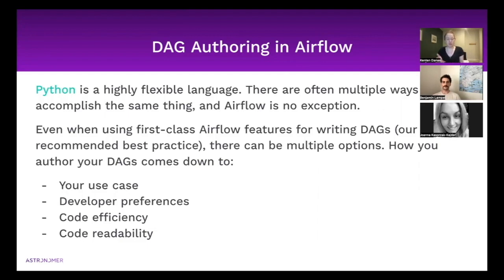So in general, things that people consider when authoring DAGs are your use case. So what are you trying to implement? What features are available for implementing your specific use case? A lot of it honestly is developer preference. So what style do you like to work in? People will also often think about things like code efficiency and code readability. All of those things kind of fall under, again, that DAG authoring umbrella.